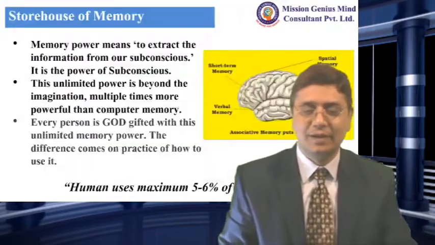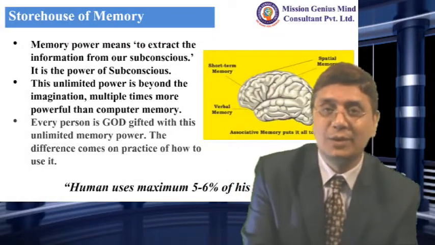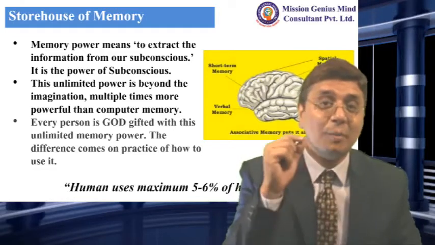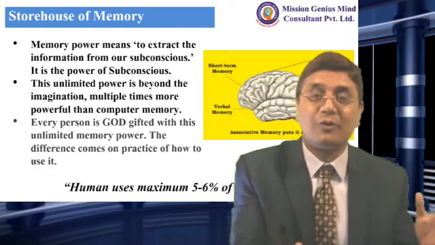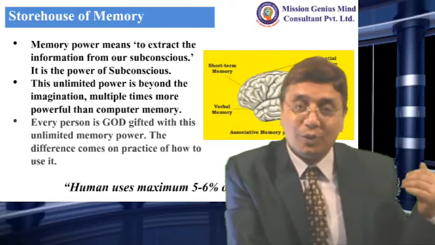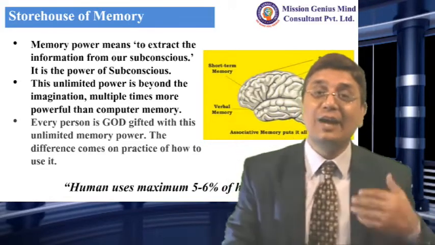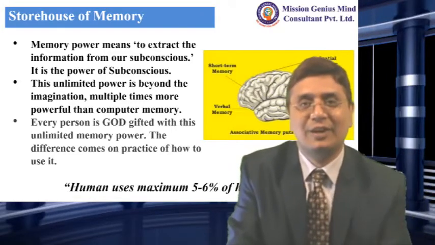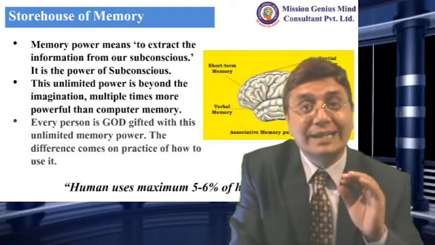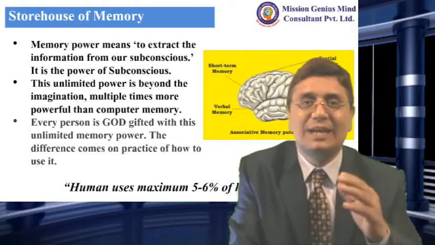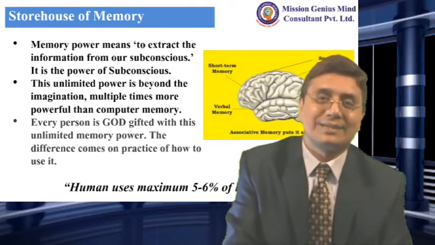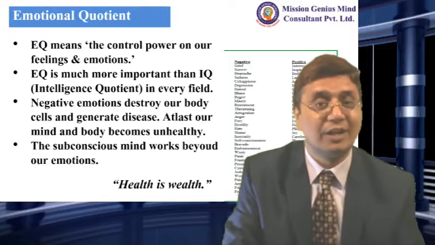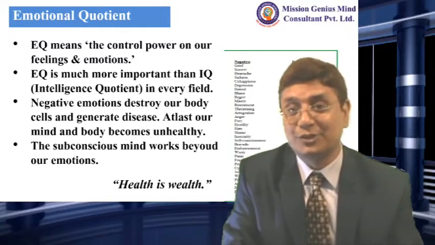Similarly, the storehouse of memory: all the memory is stored in our subconscious mind, not only from childhood to this life, but even the life beyond, the last birth. If people believe in past life, it is all there in the subconscious mind. I'll explain in a different video what past life regression is. Now similarly, emotional quotient, our EQ, is the power of our subconscious mind.